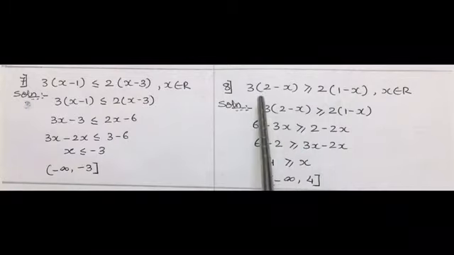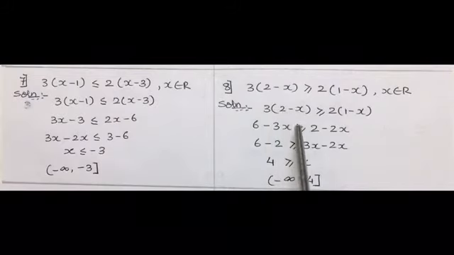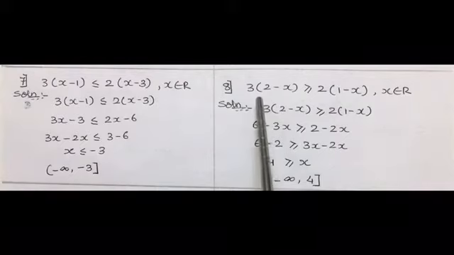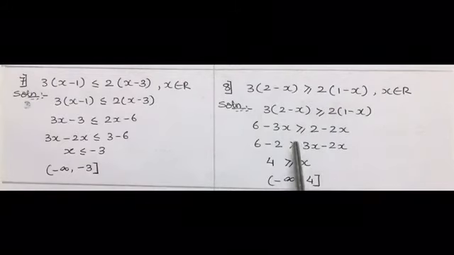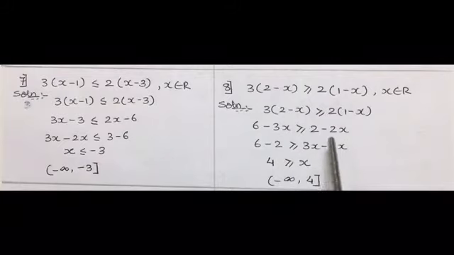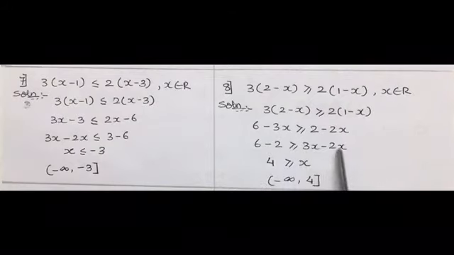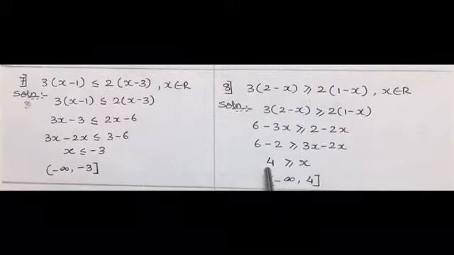The eighth one is also almost the same as the seventh. The procedure and the method are the same. So taking up the inequality and opening the bracket on both sides, we get 6 minus 3x greater than or equal to 2 minus 2x. Now shifting minus 3x to the other side and 2 to the other side, we get 6 minus 2 greater than or equal to 3x minus 2x, which is x. So 4 is greater than or equal to x, we got it.